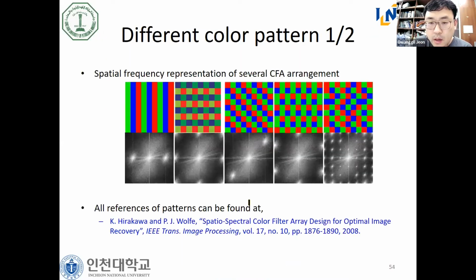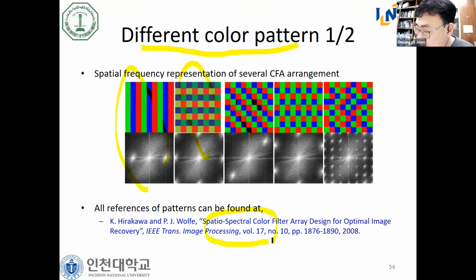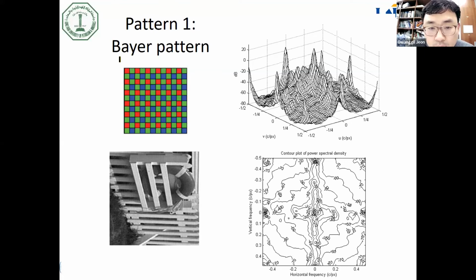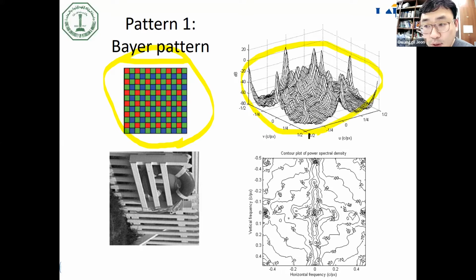Okay. Now we want to see the different color patterns. There are several color patterns: this one, this one, this one, this one, introduced in this image. Here is the Bayer pattern. Its power spectral density is this one, which we saw. And this is the power spectral density in 3D, but in 2D from above. This is the C image of power spectral density.